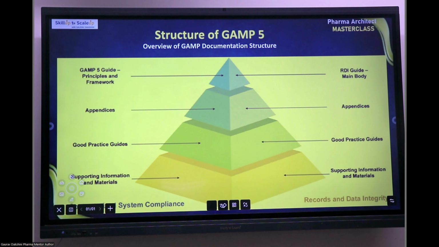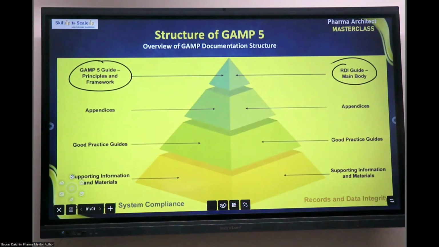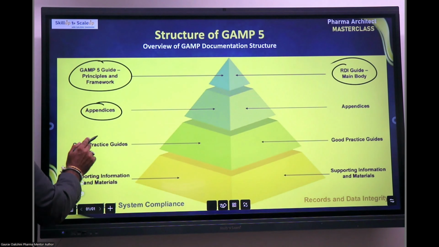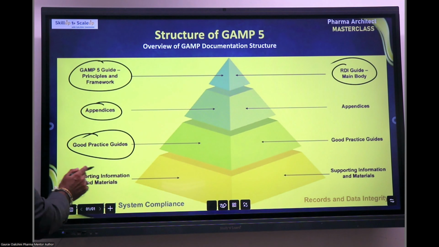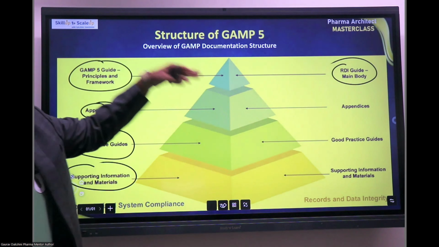What it talks about is all the fundamental principles and framework, which is the main body. Then it talks about all the appendices. It talks about the good practice guide and then supporting information. So this is how the entire document is given in GAMP 5.